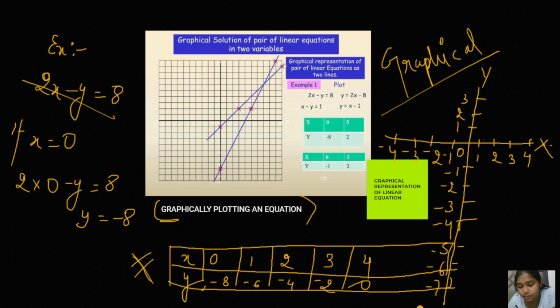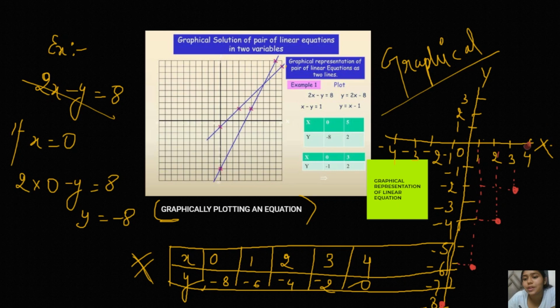Next is for x equals 1. This is the x-axis. This is the point 1. Y is equal to minus 6. So we can draw a dotted line from 1 till minus 6. This is the point where they both meet. So this is the actual point, right? Next is for x equals 2. We'll make a dotted line. Y equals minus 4. This will be the next point. For x equals 3, y is equal to minus 2. We'll plot another point. For x equals 4, y is equal to 0. This is another point.